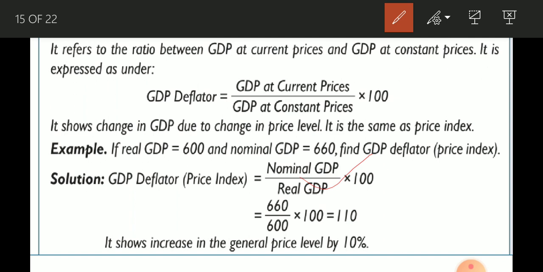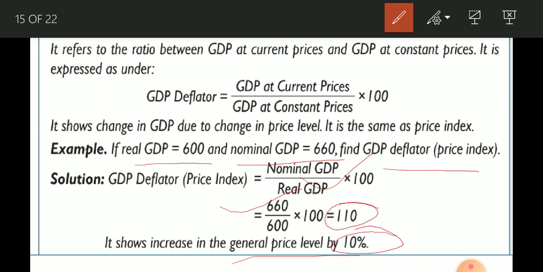Here one question is given: if real GDP is equal to 600 and nominal GDP is equal to 660, what will be the value of GDP deflator? When we put all the values, we get 110. It means that the general price level has been increased by 10%.